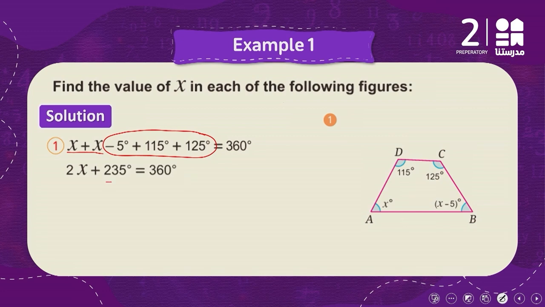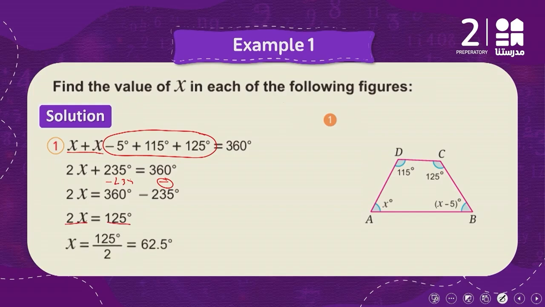To find x, as usual, subtract 235 from both sides. Now we have 2x only. 360 minus 235, this is 125. To find x, you need to divide by 2 for both sides. It will be 62.5. And yes, you can use decimals in the value of x, which is angles. Sometimes the values of angles are decimals, it's okay.